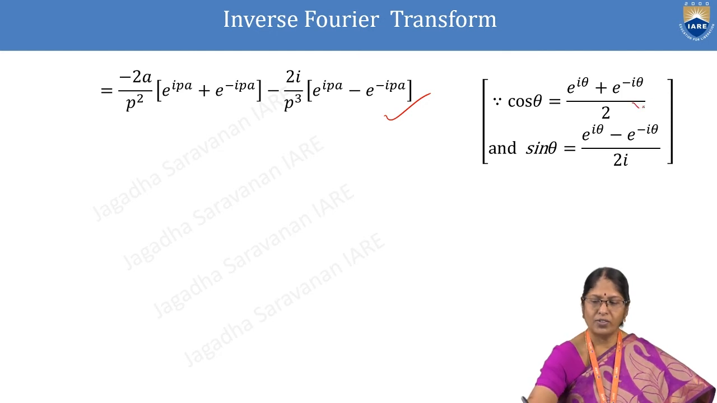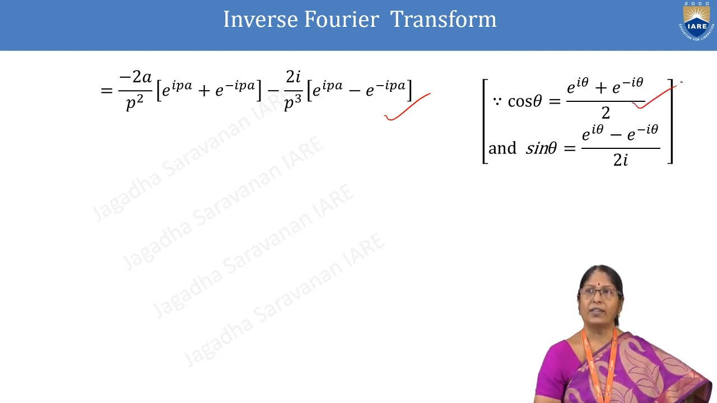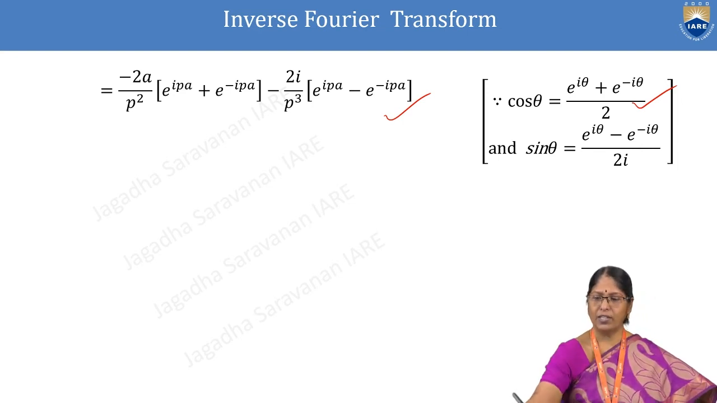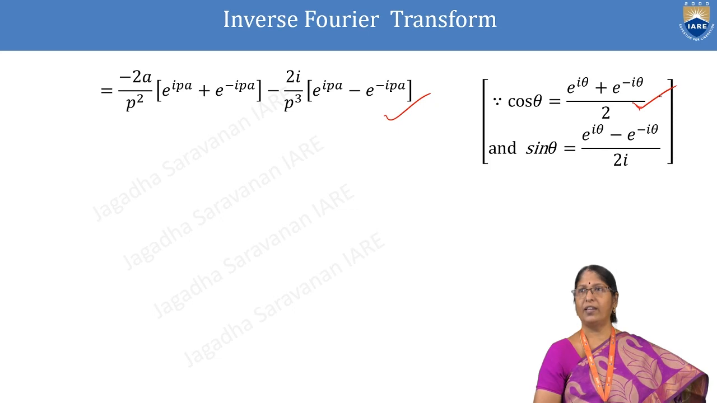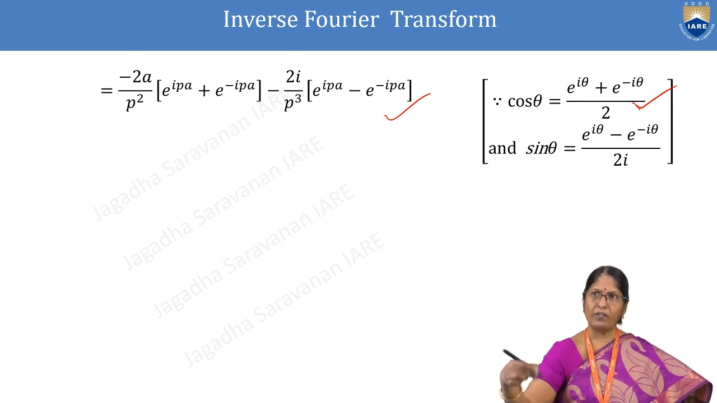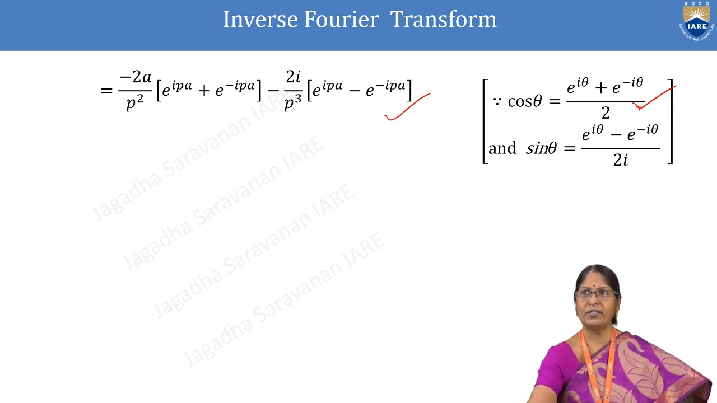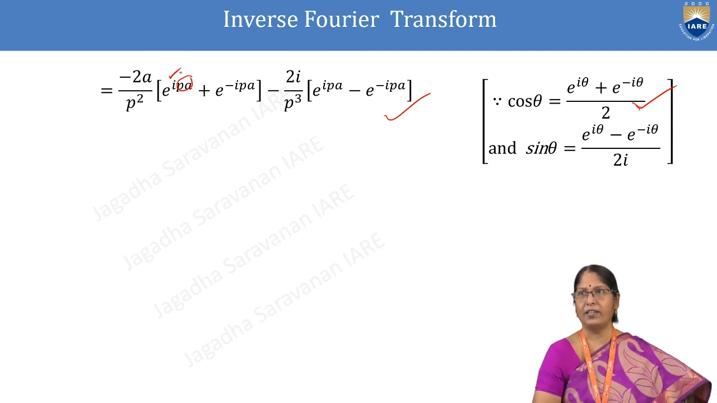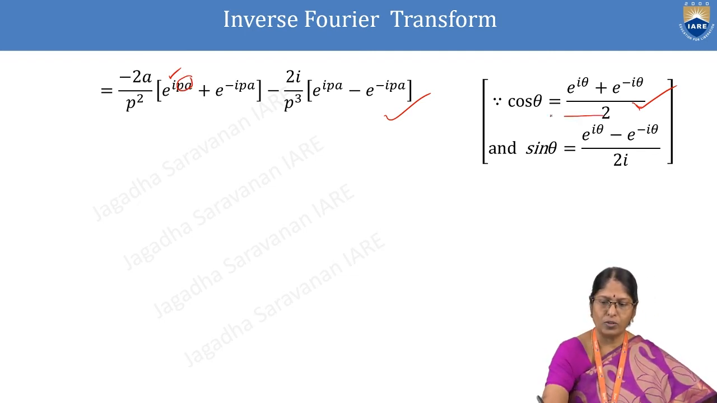Now cos theta, the formula is e power i theta plus e power minus i theta divided by 2. So what is our theta? This formula is in the form of theta. Cos theta equals this, in the form of theta. What about our problem, in the place of theta? Yes, it is there in the theta place. Theta is pa, and this 2 also we can make it here.